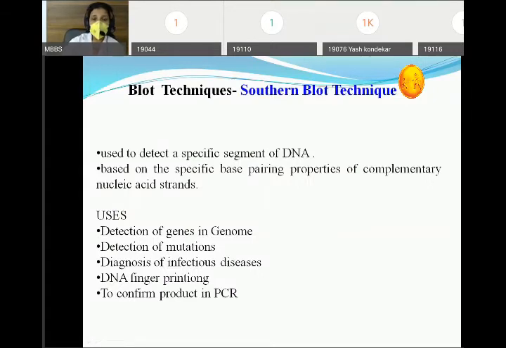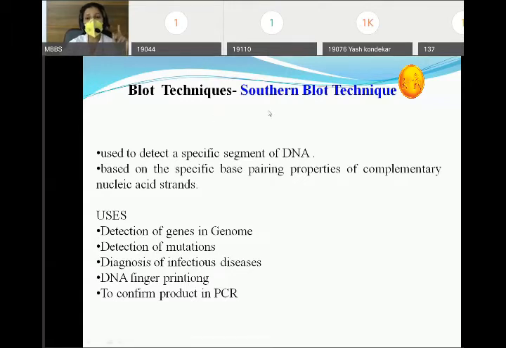Now coming to the blotting techniques. Again, these blotting techniques are very, very important. They can be asked in your short note, and they are commonly asked in Viva. Again, these are MCQs also. There are three types of blotting techniques. Which technique is used for DNA, which is used for RNA, and which is used for protein is a very important MCQ which is most commonly asked.